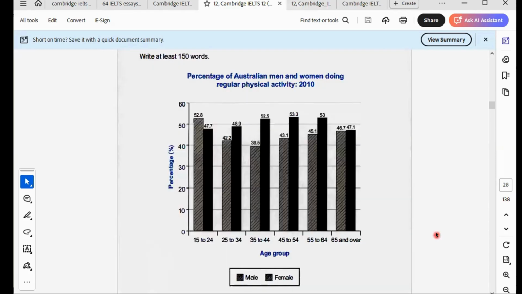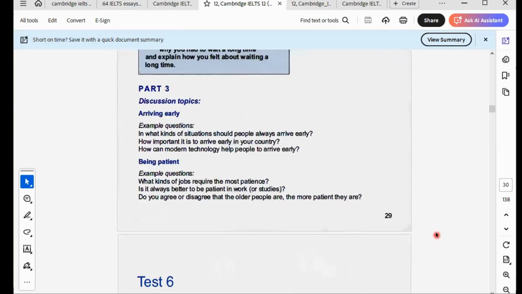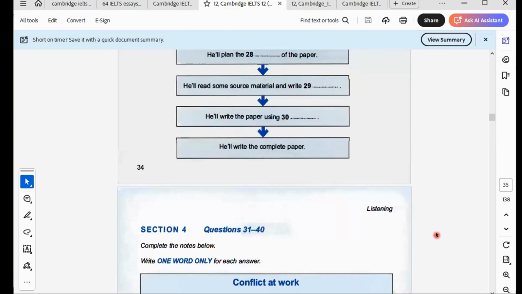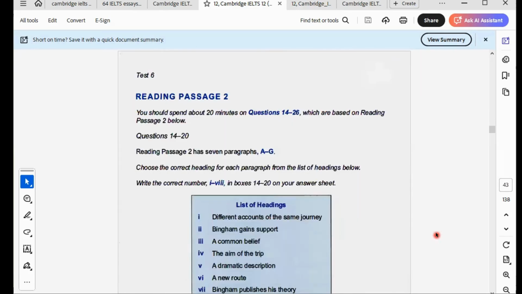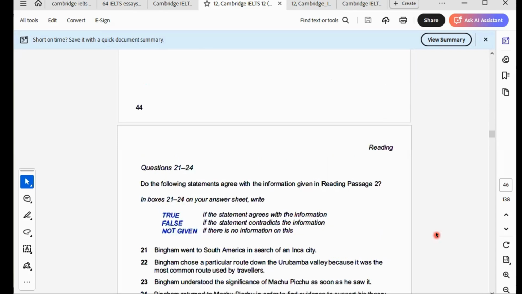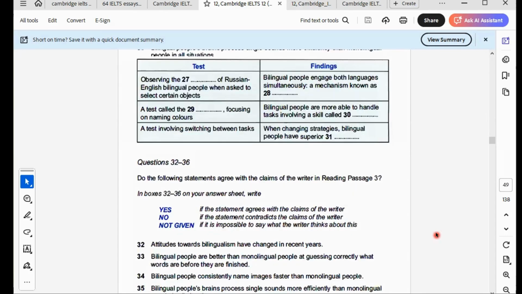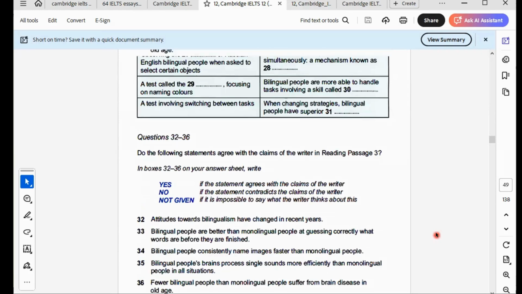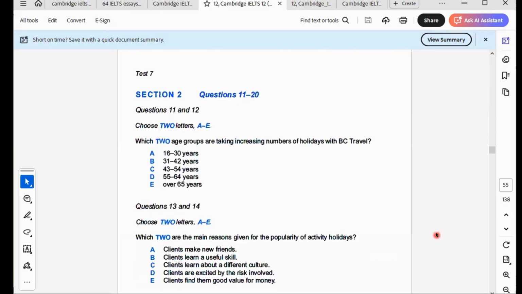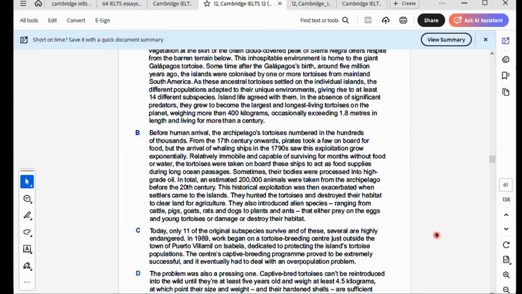Okay. Now let me show you what I call fixed gap filling questions. Let me see whether there is a fixed gap filling question in this book. Fixed gap filling question is usually common in passage 3. It shows up a lot in passage 3. Let me see whether there will be a fixed gap filling question in this particular booklet here.